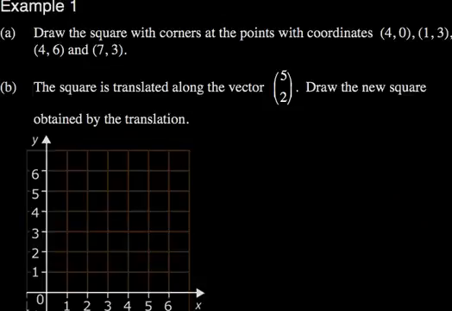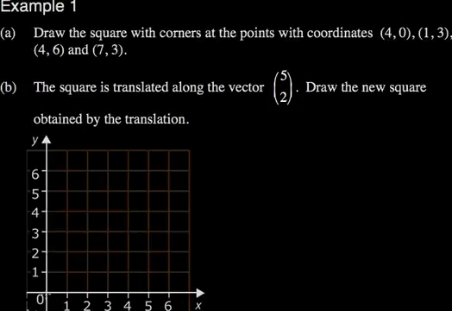The first example on translation, and we know what translation is. It's when you move an object left, right, or up and down, but it stays the same shape. Let's investigate that with this square. It asks us to draw the square with the corners at these points.